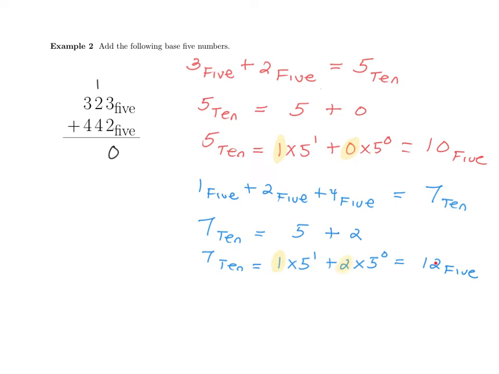Okay, great. So I'll put the 2 here and carry over the 1. We are in our last place value, the 5 squared, or the 25's place. I'll add these up and see if we have to convert. Okay, we're going to have to.